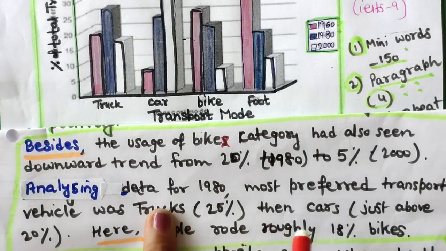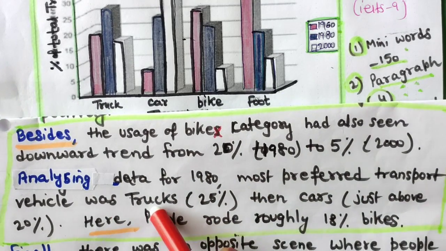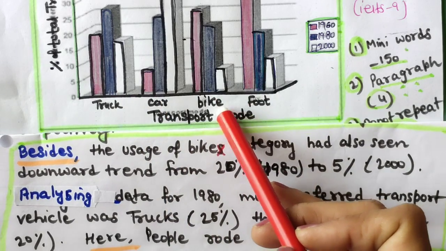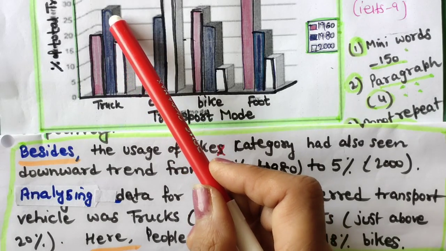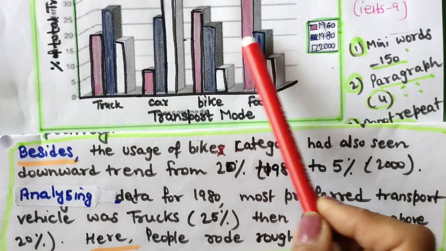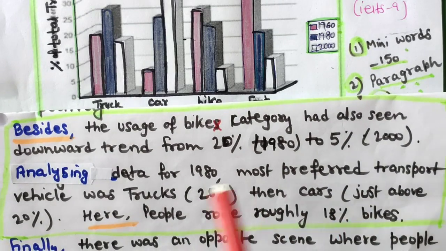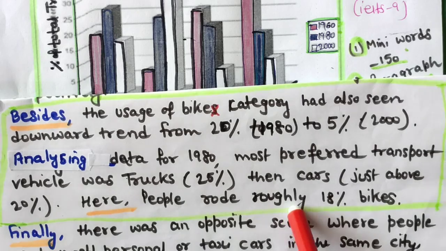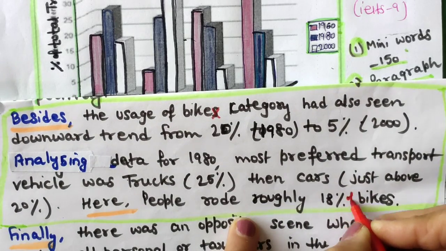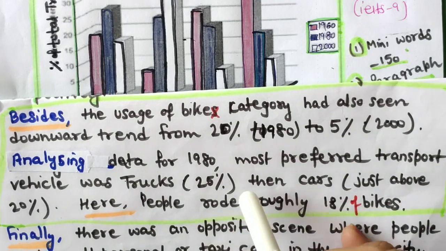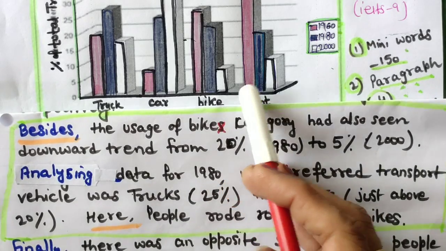You can see this. Analyzing data for 1980, the most preferred transport vehicle was trucks. See this, 1980 means the blue one. Truck is at number one in 1980, 25%. Then cars just about 20%. Here people rode roughly 18% of bikes, or only bikes also you can write. So in one or two sentences, I have combined all the information about 1980.